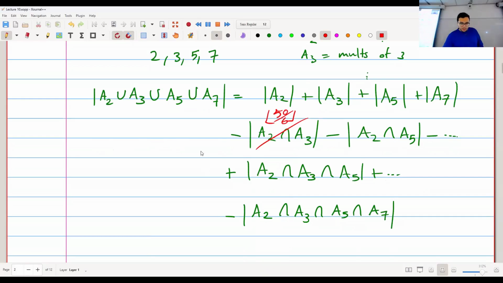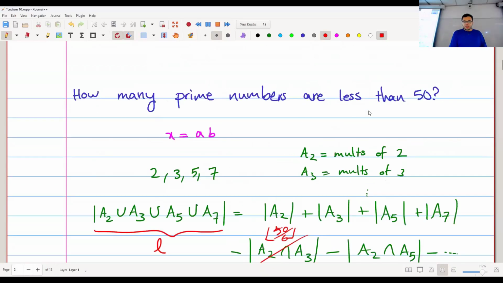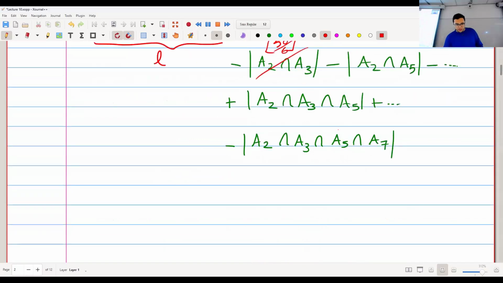So let's give it a name. Let's call this L. Okay. So I can find this number L. But what is L? L is the number of numbers between 1 and 50 that are multiples of 2, 3, 5, or 7. Right? But I want the prime numbers. So I have to just take 50 minus L.